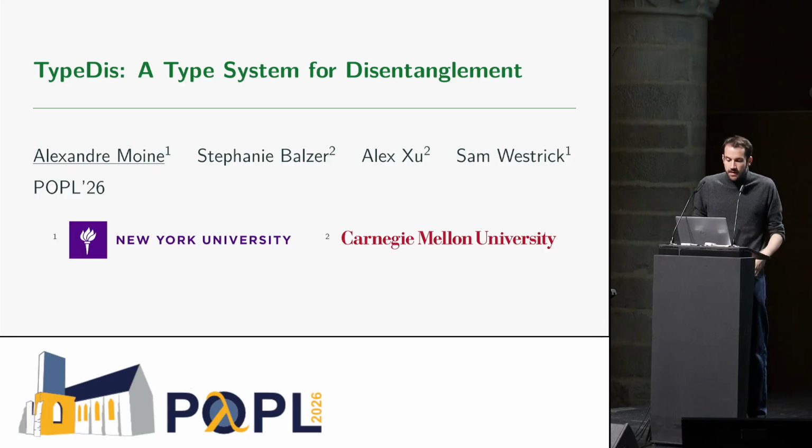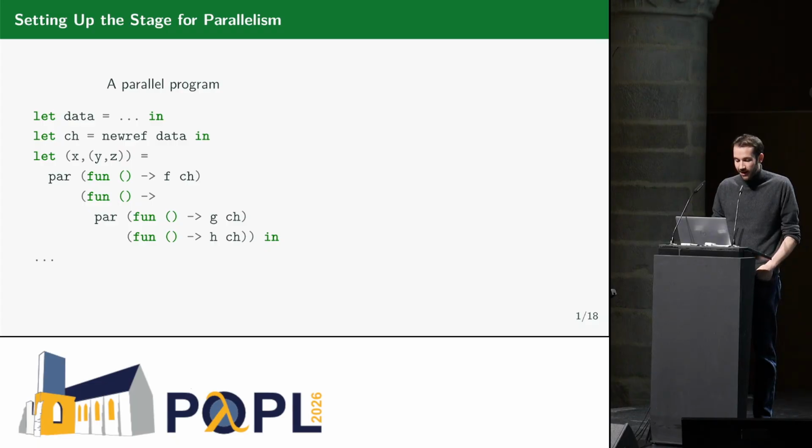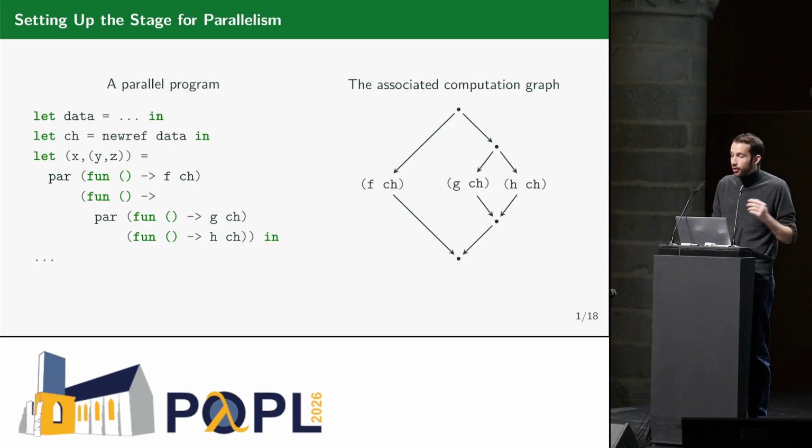So disentanglement is a property of parallel programs, so let me set up the stage for parallelism. This is a small example. We have some data here. And then we allocate a reference on this data, CH, a communication channel, and then in parallel we call F, J, and H, and name the results X, Y, and Z, and then do something with X, Y, and Z. To summarize this program, we can draw what we call a computation graph that summarizes the parallel computation.